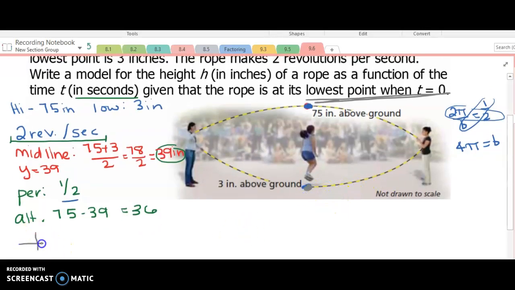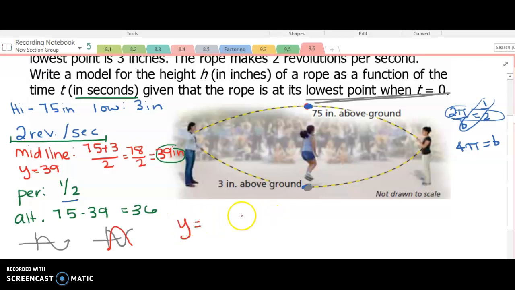Think of what the parent function of sine and cosine looks like. The parent function of sine starts at the origin, goes up, down. The parent function of cosine starts at the top, goes down, and goes back up. Well, we're starting at the very bottom, so we can write this as negative cosine, where it starts at the bottom, goes up, and goes down. So that's what we're going to do.